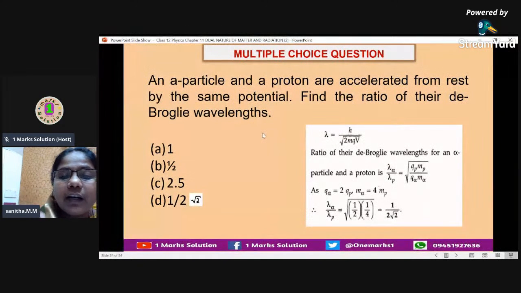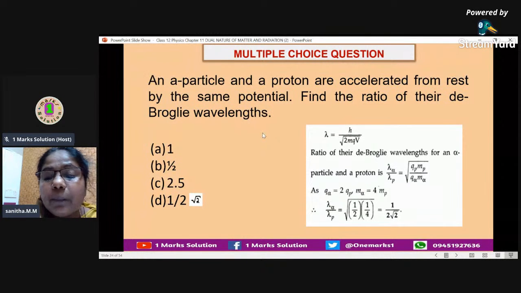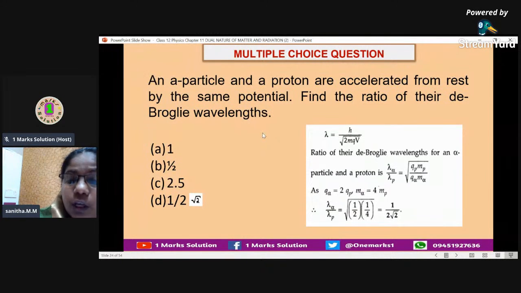Other one, h divided by root of 2mq. h also we don't want to take. So they are depending only on the mass as well as the charge. So we will just compare it. You can see that lambda alpha is equal to 1 by root of q alpha and m alpha, and lambda p is 1 by root of qp and mp. 2 also we can cancel. So when you are taking the ratio, you can see that lambda is inversely proportional to mass and the charge. So when you are writing lambda alpha by lambda p, you can see here root of qp mp divided by q alpha and m alpha.